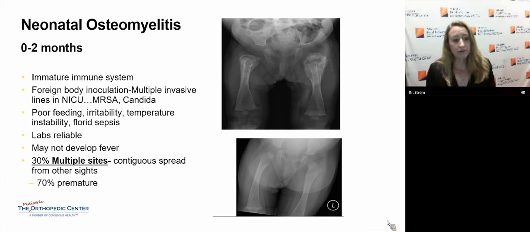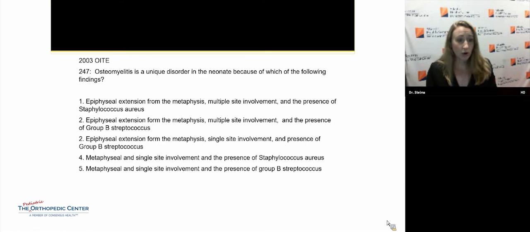They may not develop fever, and they're more likely to be at risk for infection in multiple sites because they have continuous spread from other sites. So there's not as much of a localized infection as there can be in older children or even adults, but they're more likely to have multiple sites. And again, in prematurity, 70% of the neonates that have osteomyelitis are premature, so that puts them at significant risk. All right, some questions I threw in here just to get you thinking.